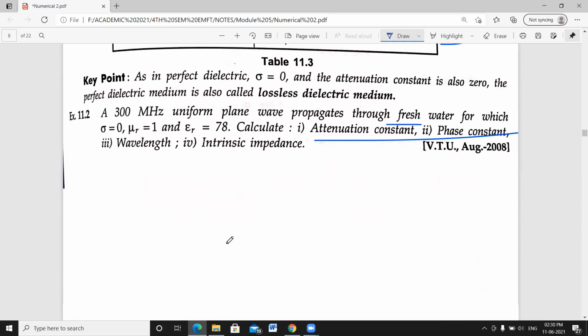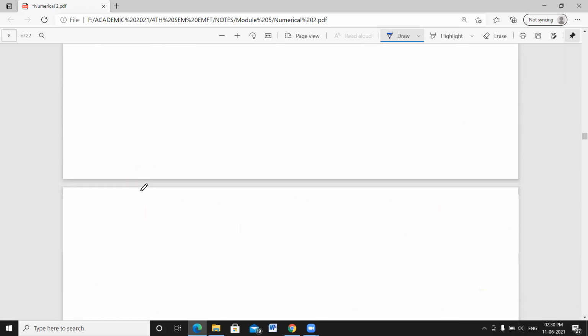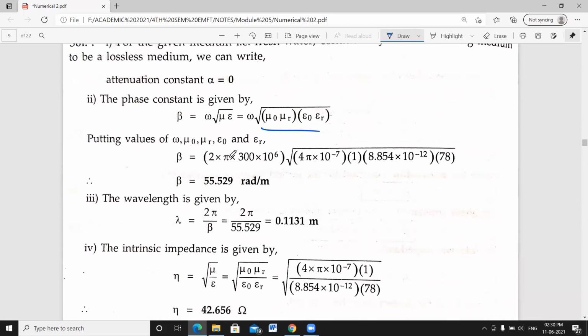2 pi f I can write here. f is given already as 300 megahertz. Therefore, 2 pi f. Then mu naught is 4 pi into 10 raised to minus 7. Mu r is given as 1, and for epsilon naught substitute the constant value, and epsilon r is given as 78. Then just by using the calculator you can calculate that. You will be getting beta as 55.529 radians per meter.